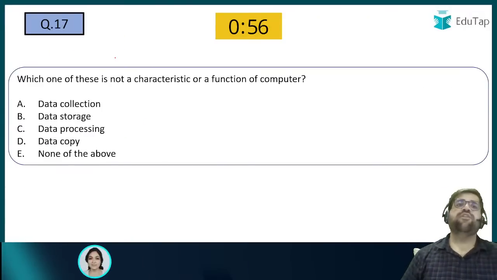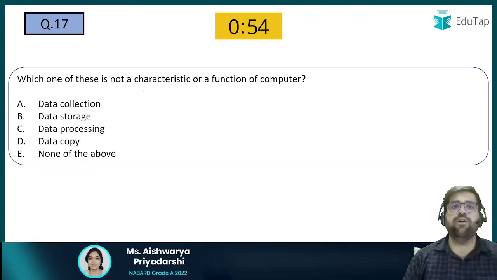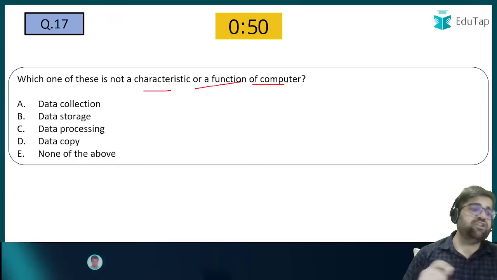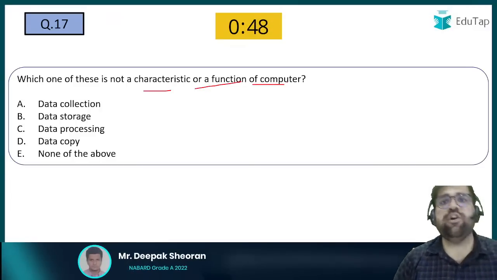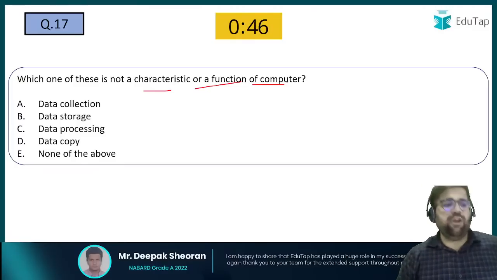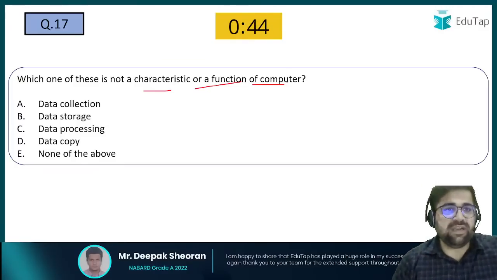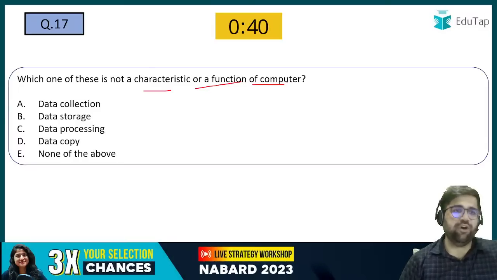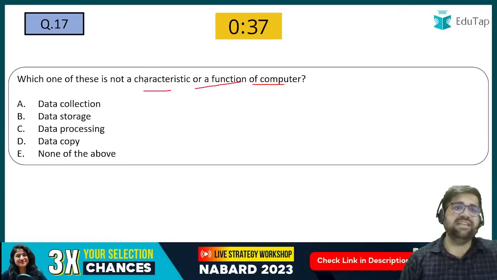Which one of the following is not a characteristic or feature or function of the computer? Which of these is not the characteristic or the function of computer? Come on, I need the answers. Data collection, data storage, data processing, or data copy? Or none of the above. Which one of these is not a characteristic? Remember, the question asks for the one that is not.